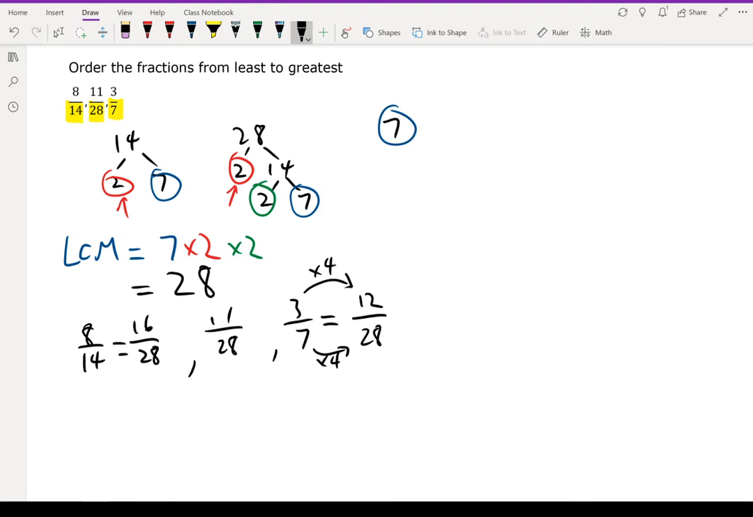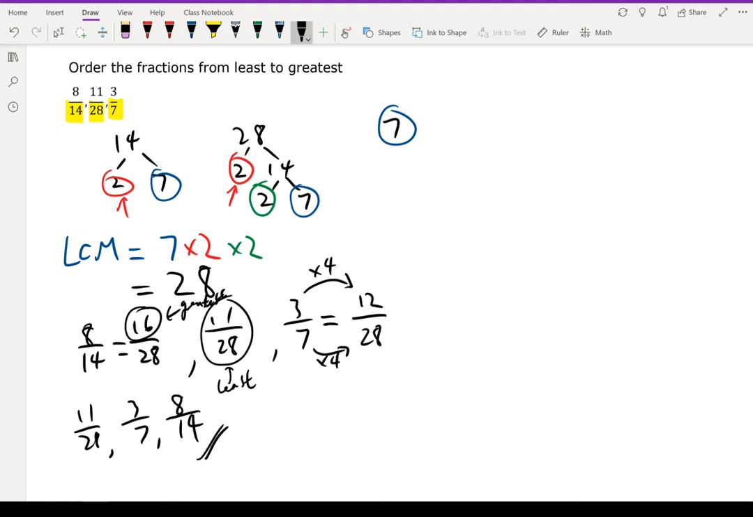And lastly, we need to order it from least to greatest and write it in the original form. So this is the smallest, least. And then this is the greatest. And so I'm going to write it 11 over 28. And then I have 8 over 14. And then lastly, sorry, not 8 over 14. The second one is 12 over 28, which is 3 over 7. And then lastly, we have 8 over 14. So that's how you order. I want you to show your working out. I see many students not showing their working out when ordering fractions from least to greatest.